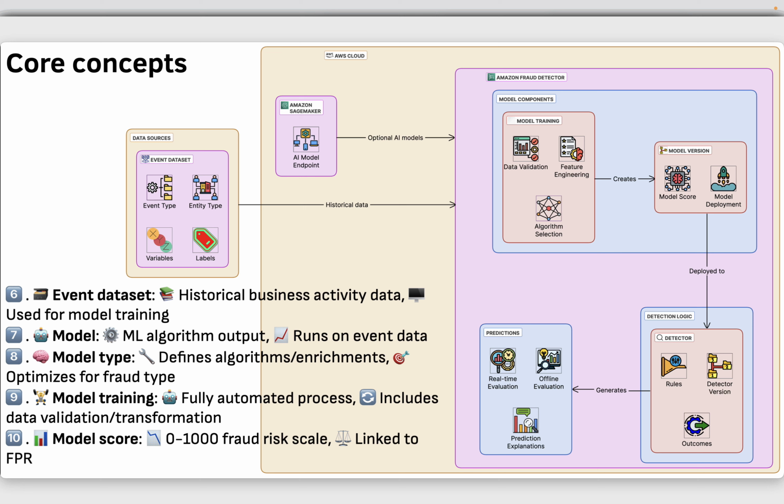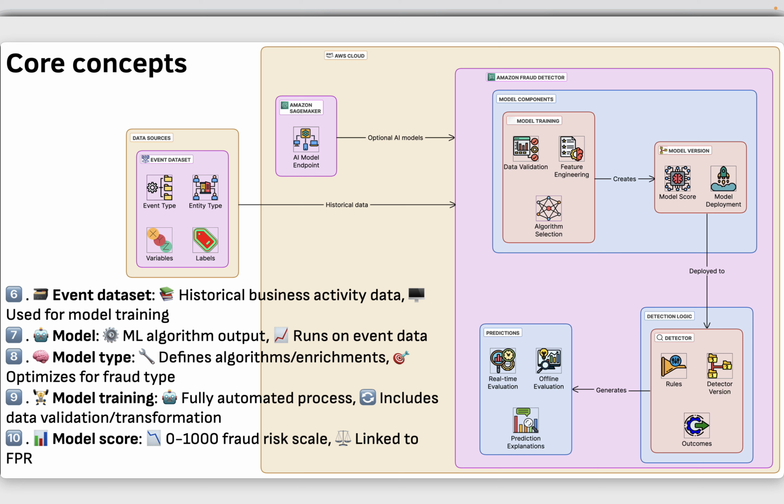Sixth is an event dataset, which is a company's historical dataset of a specific business activity or an event. For example, your company's event might be online account registration. Data from a single event, for example registration, might include the IP address, email address, billing address, and event timestamp. You provide the event dataset to Amazon Fraud Detector to create and train fraud detection models. Next one is a model, which is an output of machine learning algorithms. These algorithms are implemented in code and run on event data that you provide.